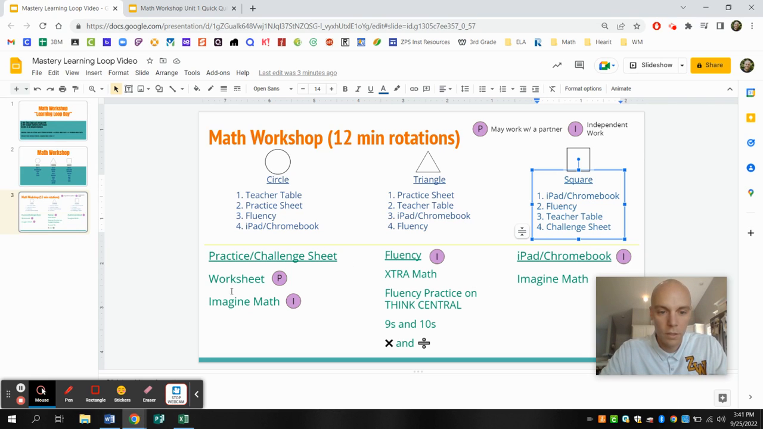So worksheet, then they would do Imagine Math. This P means partner. They can use it with a partner. Independent work, they use independent, and then Chromebook. I usually like to have a physical activity, like a practice sheet or homework. Then a fluency, which is also on our Chromebooks or iPads, and same thing, using an iPad or Chromebook station. So that's one way how I did it this past week.